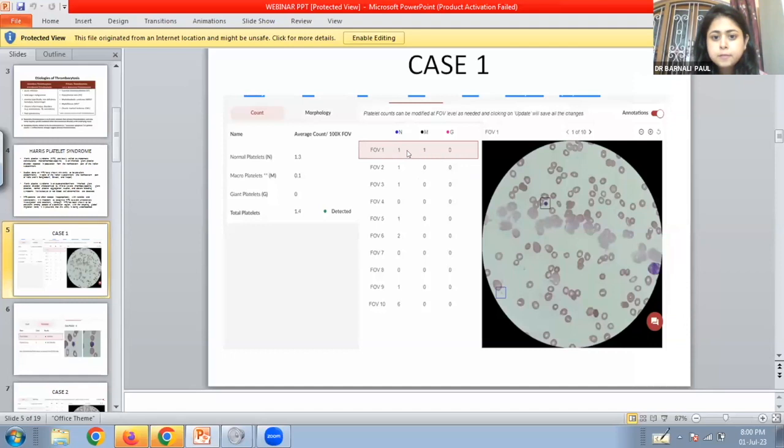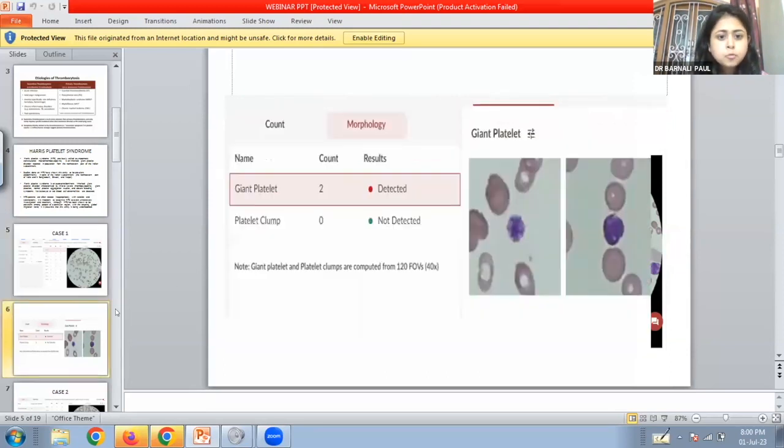Like in this case, I've highlighted the first field of vision, where it is showing that there is one normal platelet and one macro platelet. And in this corresponding image, we can also see that the platelet has been highlighted by this square, showing one normal platelet and one macro platelet. In the morphology part, we can also see that it has correctly interpreted 2 giant platelets as shown in the images. And in this case, there were no platelet clumps.